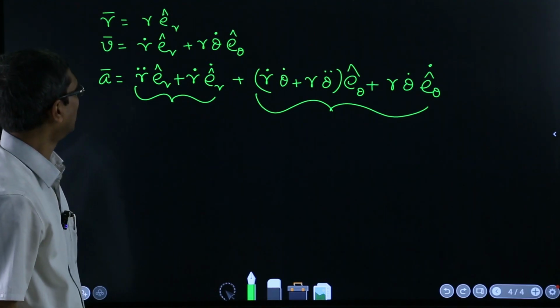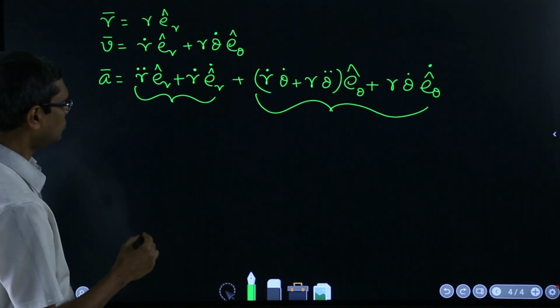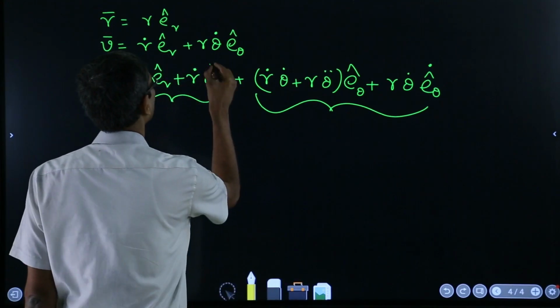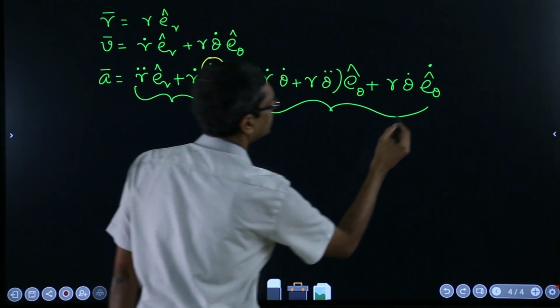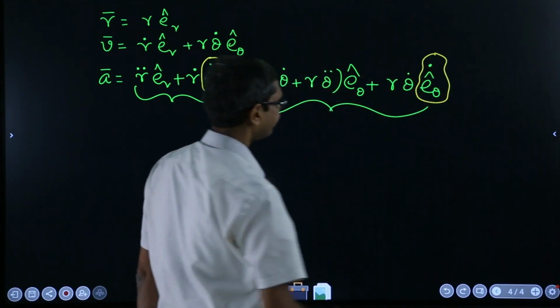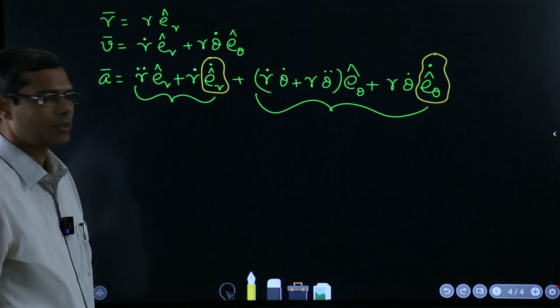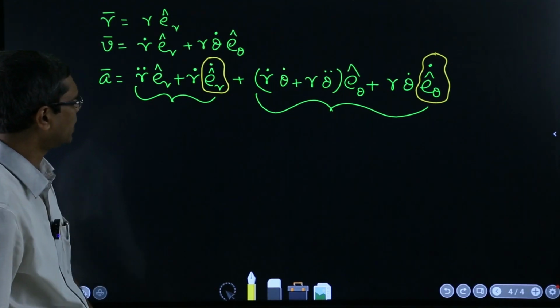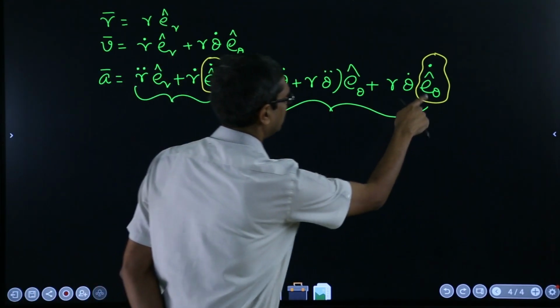Okay. Now there are two problems, one is this and the other one is this. They are not in the form of unit vectors, while the other things are in unit vector form. Now how to think about e theta?